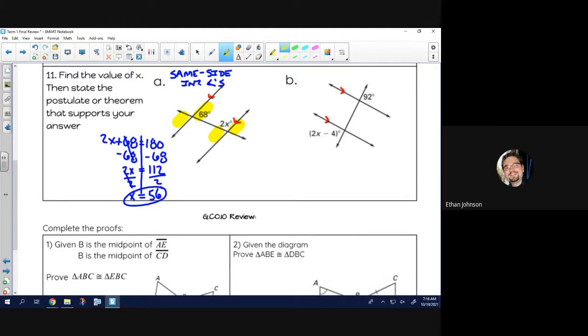B, highlight trick, same color, set equal. So we can write 2x minus 4 equals 92. Add 4 to both sides. 2x equals 96. Divide both sides by 2. X equals 48. Relationship between these is alternate exterior angles.